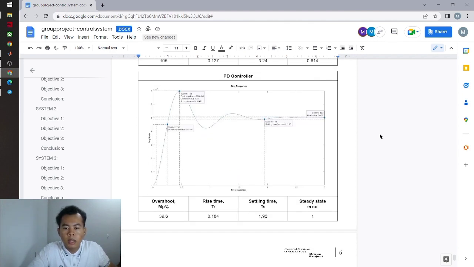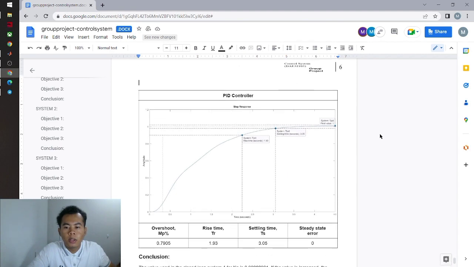Okay, going to the PD controller, we can see the overshoot is going down to 39.6, and the steady state error equals 1. We can see the overshoot is reduced, but the steady state error equals 1. That is not good for the system.